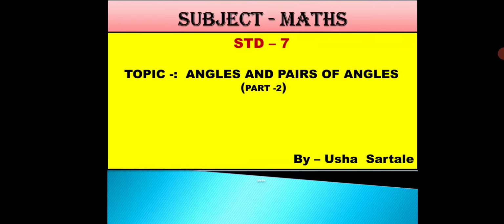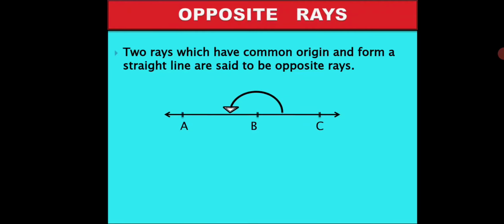So let us recall, in part 1 we have studied the concepts like elements of angle, angles based on its measure, then the interior and exterior of the angle, complementary, supplementary angles and adjacent angle. So in part 2 we are going to see many concepts.